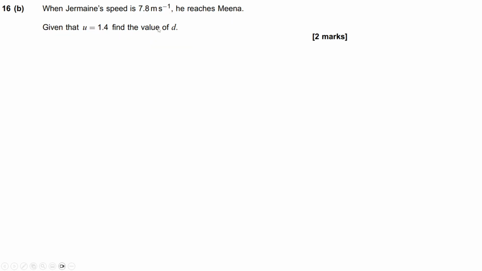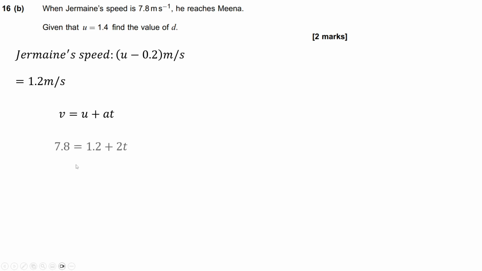When Jermaine's speed is 7.8 meters per second, he reaches Mina. Given that u equals 1.4, find the value of d. Okay, so Jermaine's speed is this. u equals 1.4, so his speed is actually 1.2 meters per second. We've got this equation here, v equals u plus at. His final speed is 7.8, and his initial speed is 1.2, plus at. His acceleration is 2, if you remember from the other part, so you can plug those values in to get 6.6 equals 2t, therefore t equals 3.3.